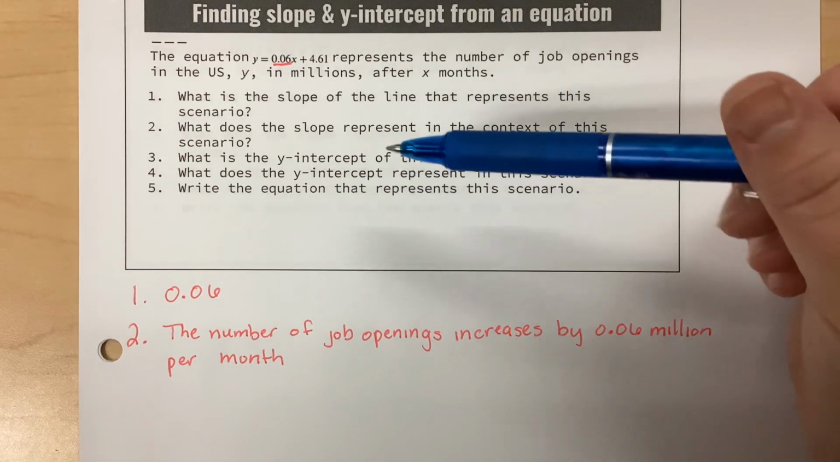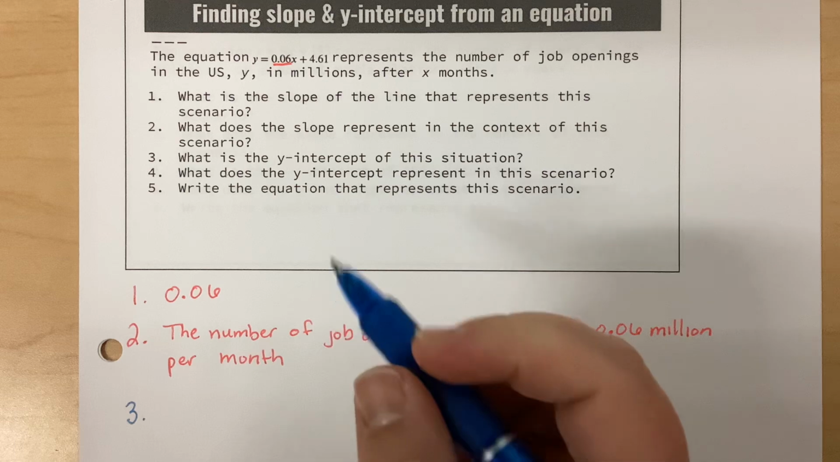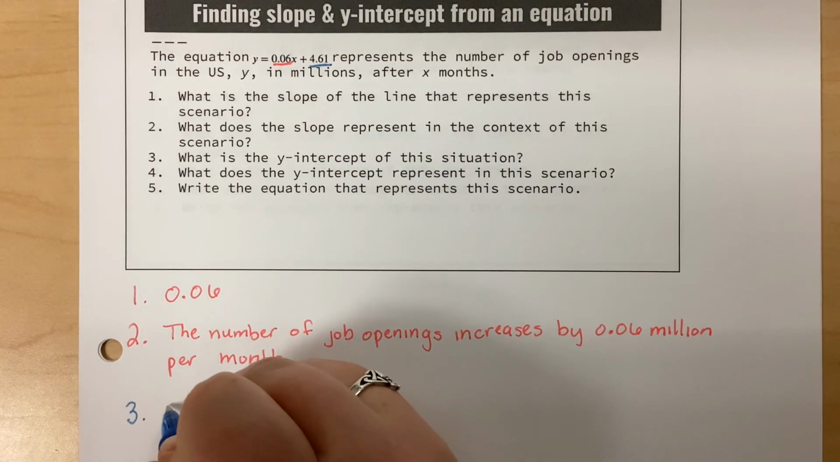All right, question 3 actually. What is the y-intercept of this scenario? So the y-intercept is always that constant at the end of your equation. So in this case, it's 4.61.